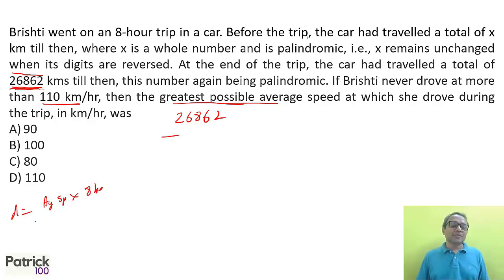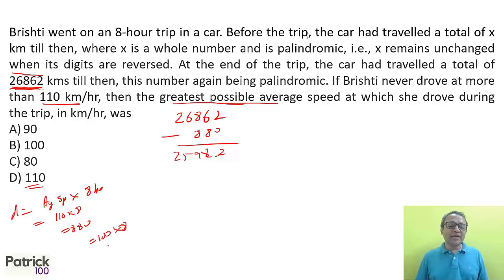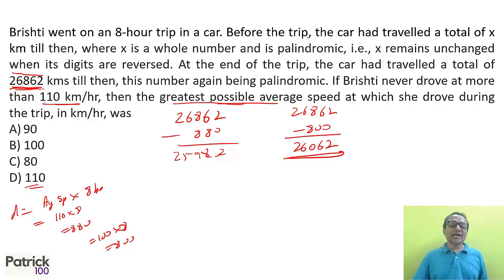Use the option. If I take 110, that's the easiest thing to do. Into 8 becomes 880. If I subtract 880, it doesn't become palindromic. Right? If I subtract 880, it becomes something on 25 and so on, 259 something. So it doesn't become palindromic. Right? So if I calculate, this becomes 25982 something on that. But if I take the next option, that is distance is equal to 100 into 8, which is 800, then I realize it becomes palindromic. 26862 minus 800 becomes 26062. Satisfies front and back the same number. So 100 satisfies the largest number you want, B option, that's the answer.